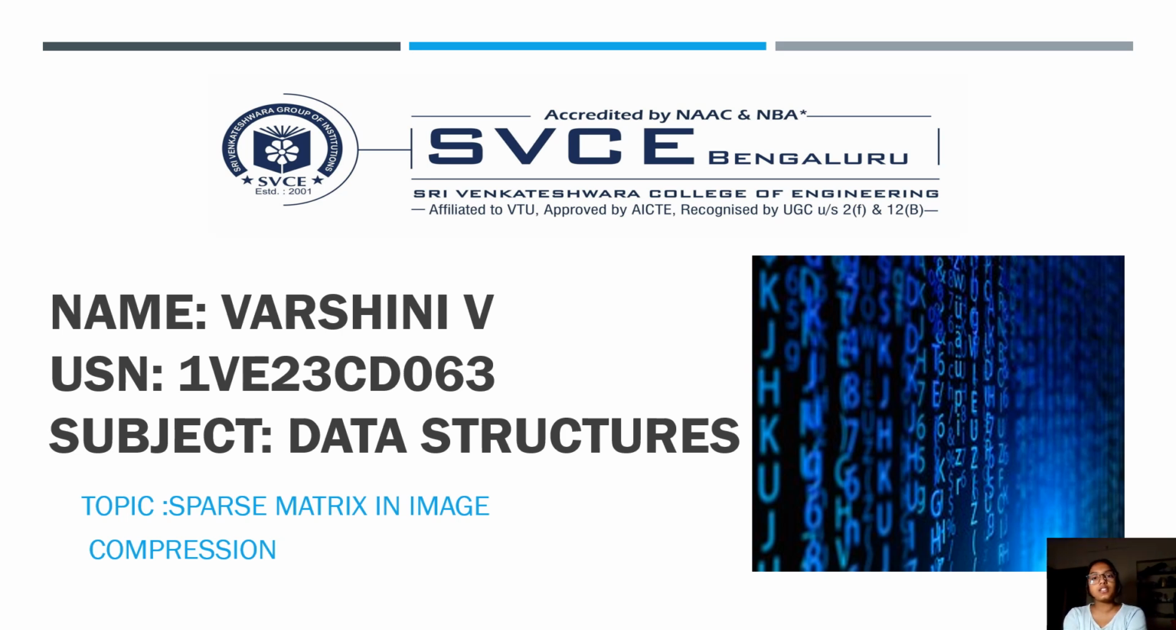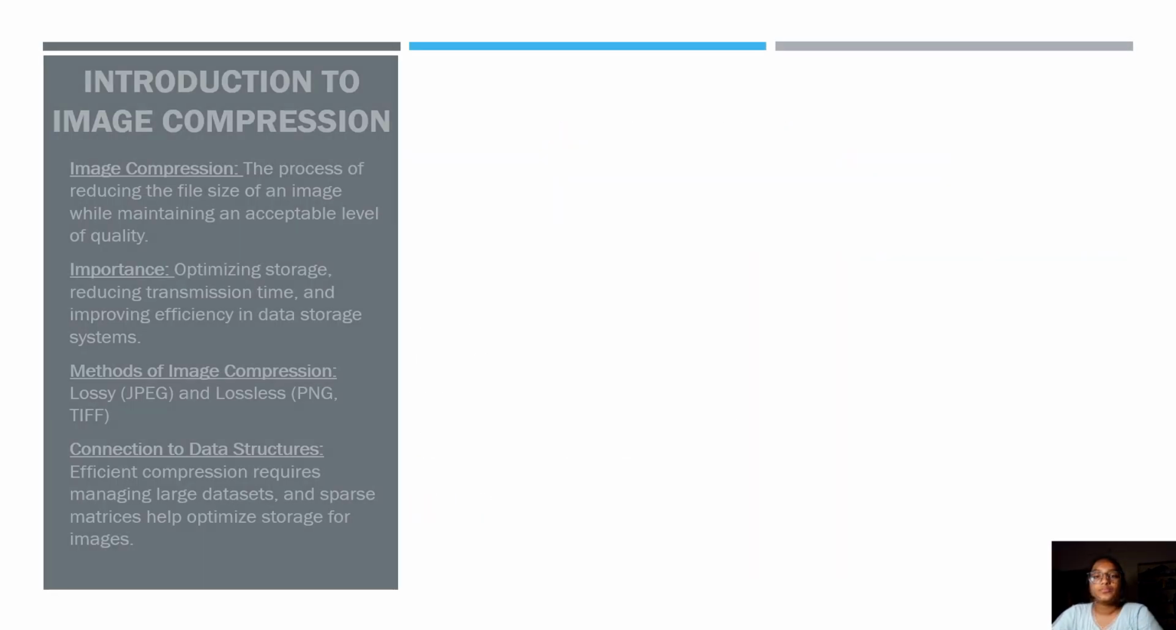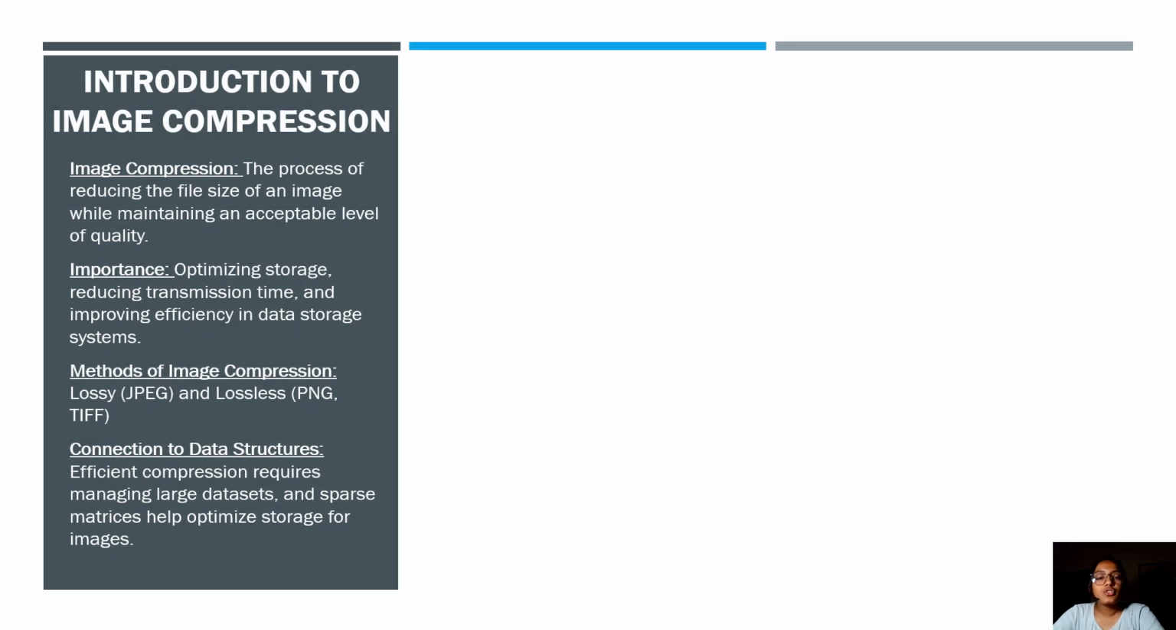Today's subject is data structures and our topic for today will be sparse matrix in image compression. Introduction to image compression. Image compression is the process of reducing the file size of an image while maintaining an acceptable level of quality. Importance: it is used to optimize storage, reduce transmission time, and improve efficiency in data storage systems. Methods of image compression are lossy and lossless. We will look into it later.